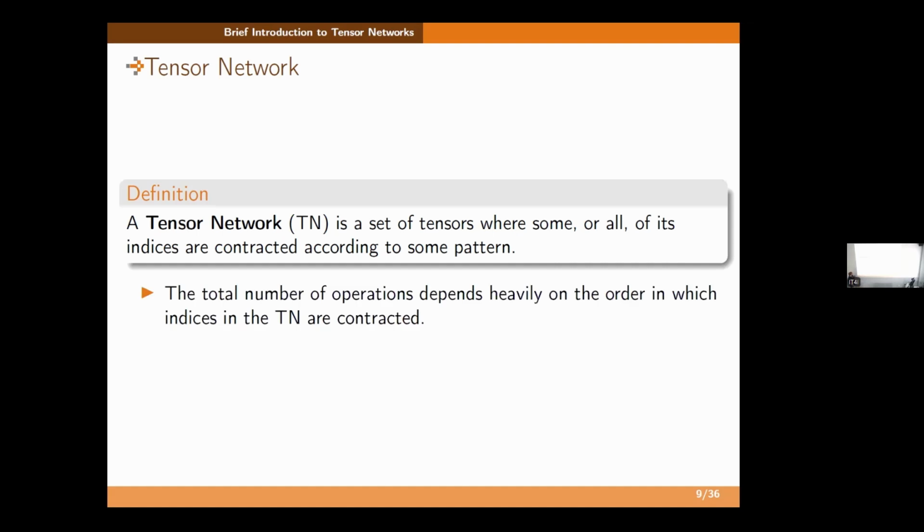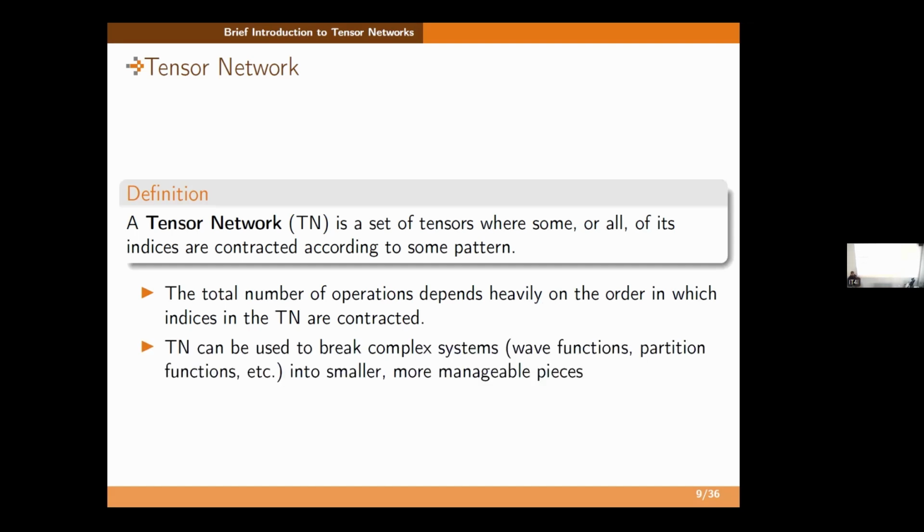But first of all, I want to stress a very important property of tensor networks. That is, the number of operations we have to do depends heavily on the way in which we are contracting it. In general, the number of operations is like O of D to some power, where D is the bond dimension, but it really depends on which way we contract the tensor network. And it is important, and I will go to that later.